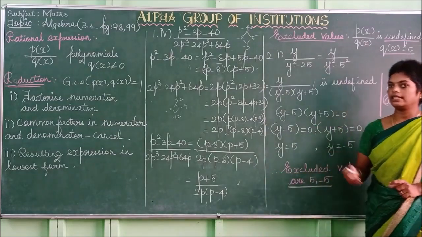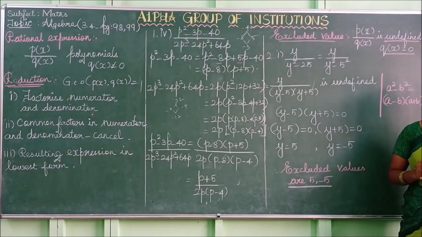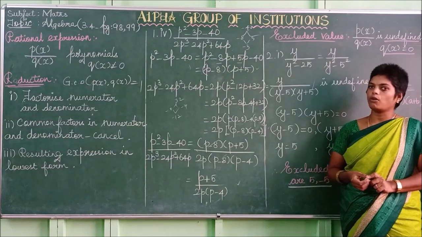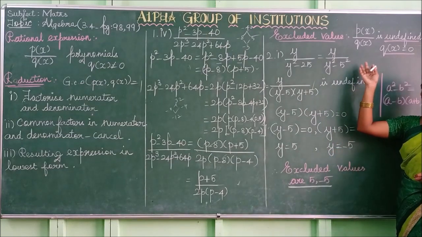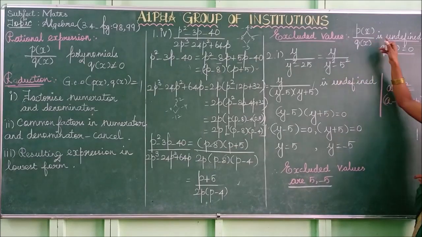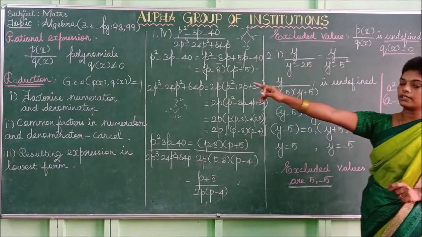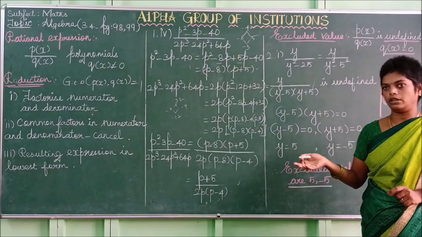So next look at the second problem. What is our second problem? The second problem is to find the excluded value. Before going to that problem, how do we know what excluded values are? So listen. We already know a rational expression is in the form of p of x divided by q of x, with one condition: q of x is not equal to 0.